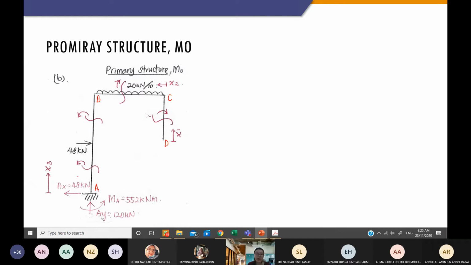If you still remember, I said for each member, you need to have at least 1 cut section. If there is any loading that will change the shear, then you need to cut more sections, before and after that particular loading. So for example, in AB, there is a 48 kilonewton load in the middle, so you need to cut 2 sections. Then for member BC, you cut only once because it is a UDL. Then for member DC, you cut only once.